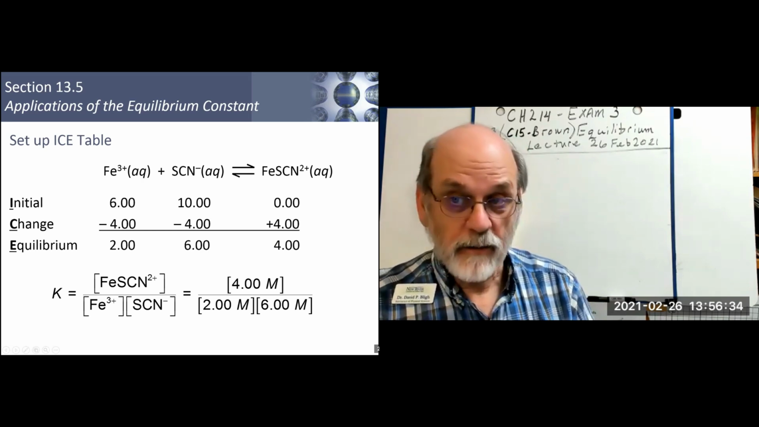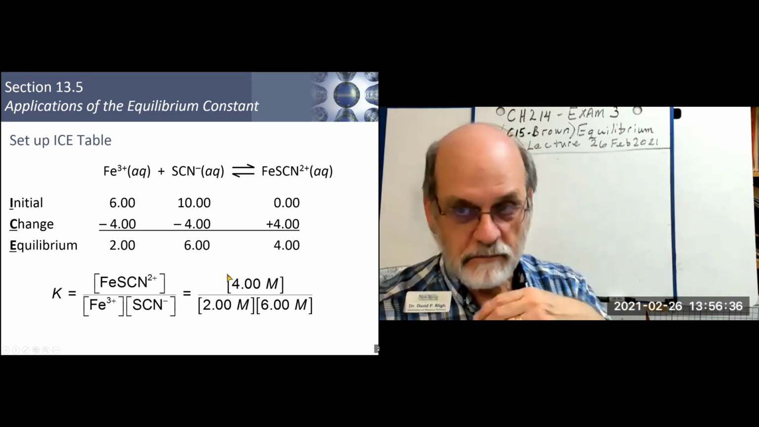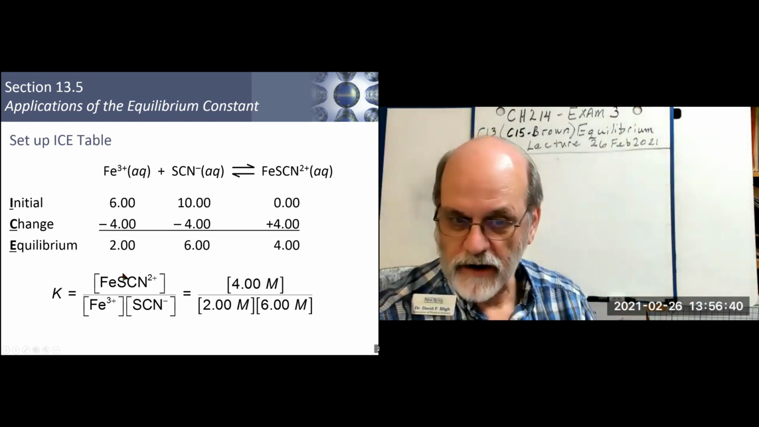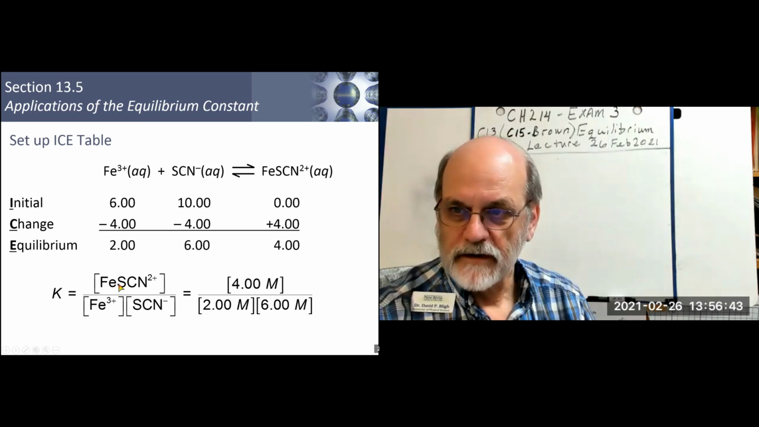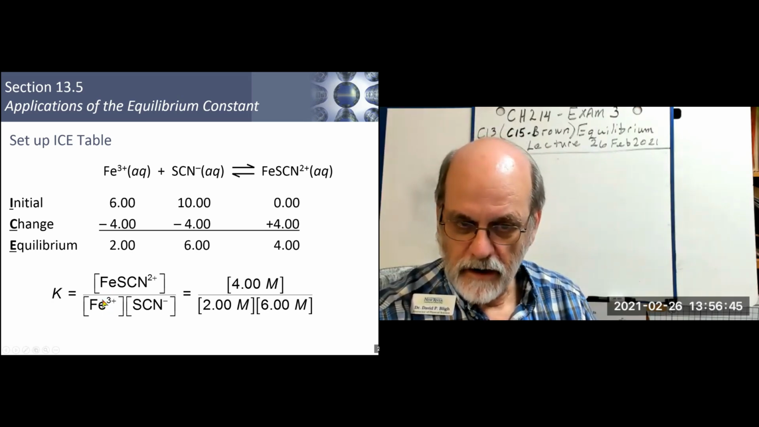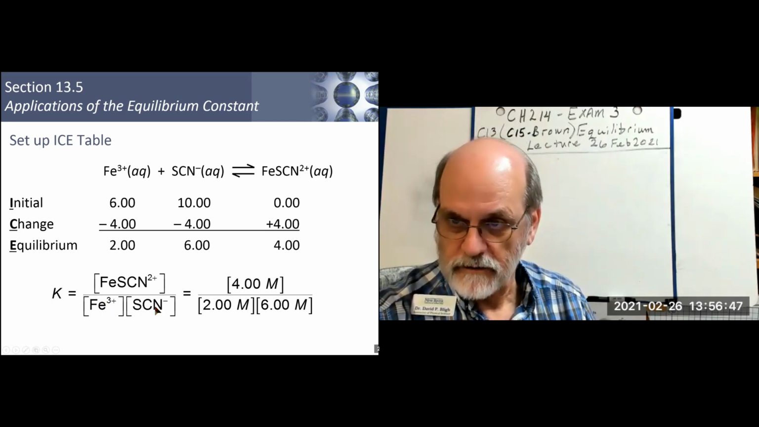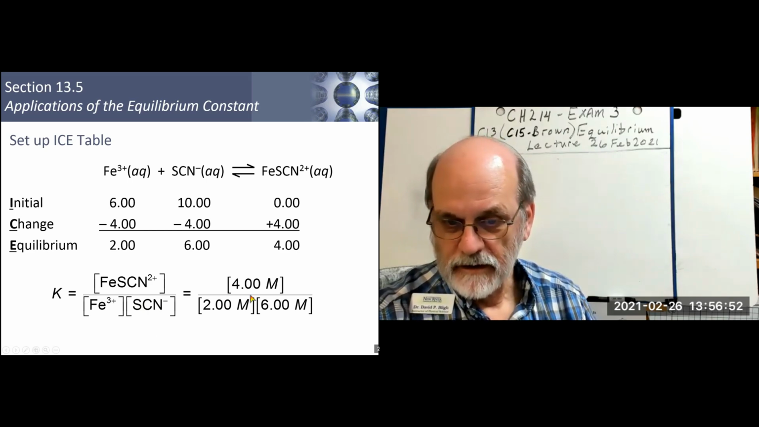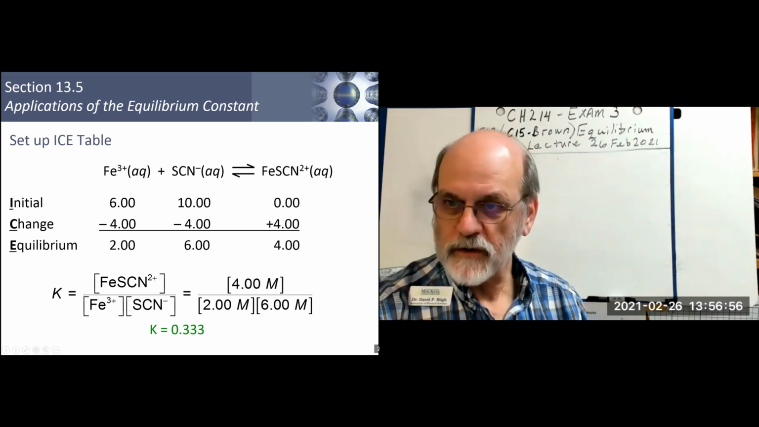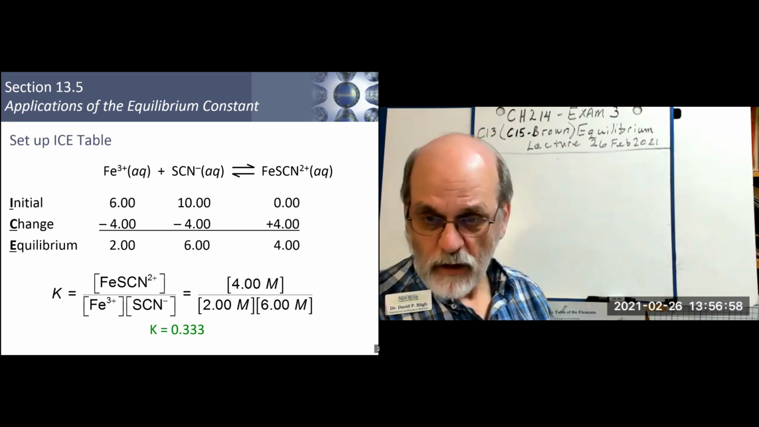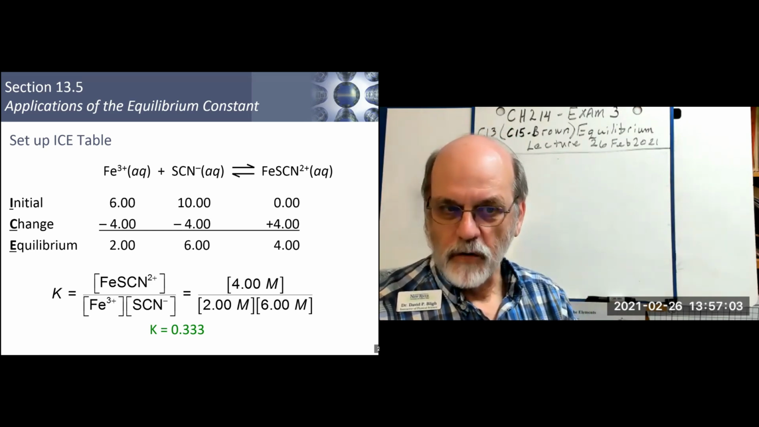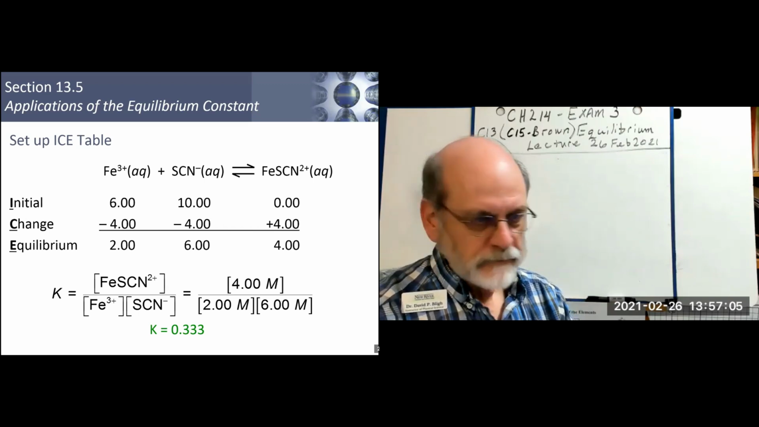Now that you know the equilibrium values, just plug them into your mass action equation: product to the first power divided by reactant iron 3 plus and reactant thiocyanate, both to the first power. And our K value is 1/3, 0.333. That was a very simple problem where we use the ICE table.